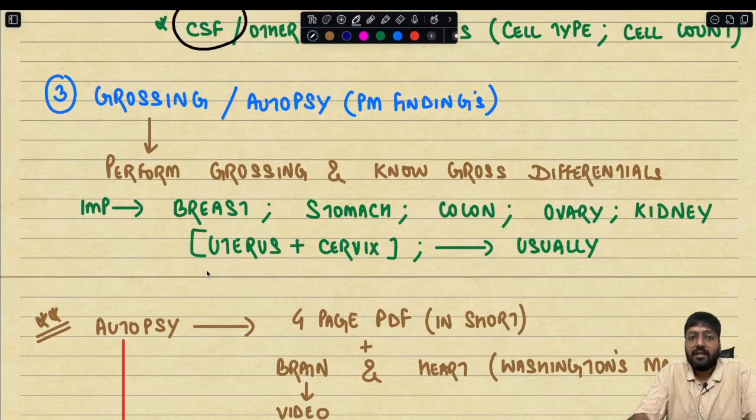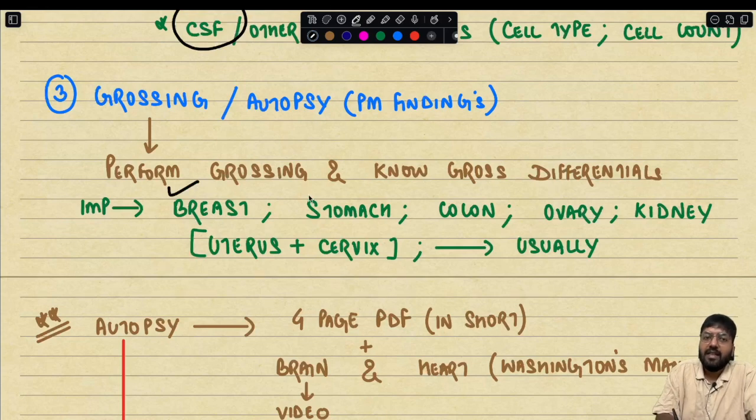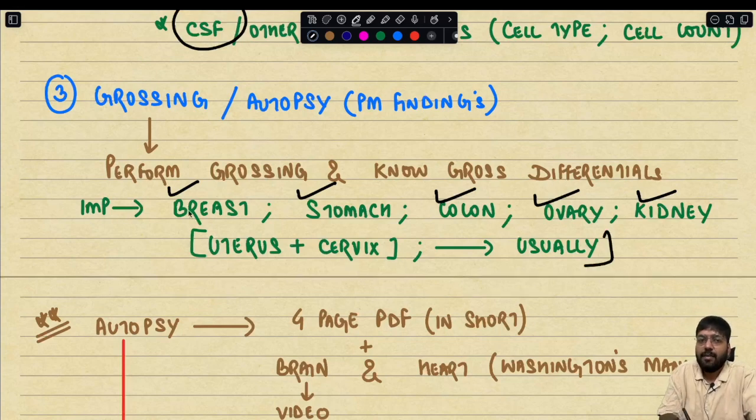Now remember one thing: whatever big specimens you are grossing, like the breast, the stomach, the colon, the ovaries, the kidney, uterus and cervix, the examiner might ask you to perform grossing yourself in the exam. These are some of the important gross specimens that can come in the exams.